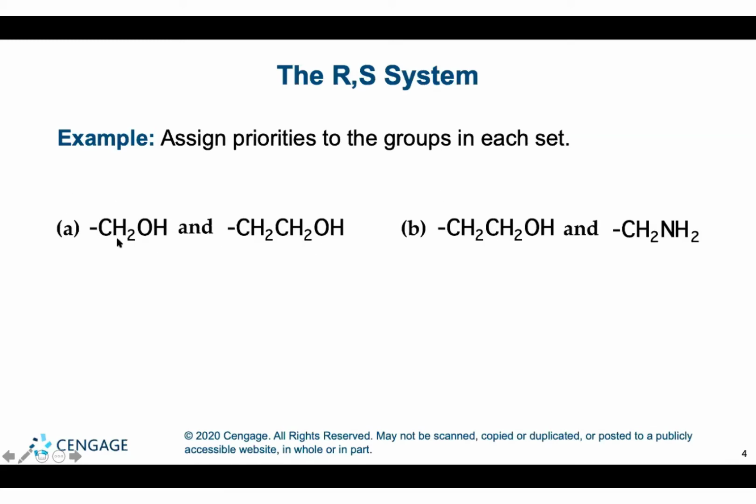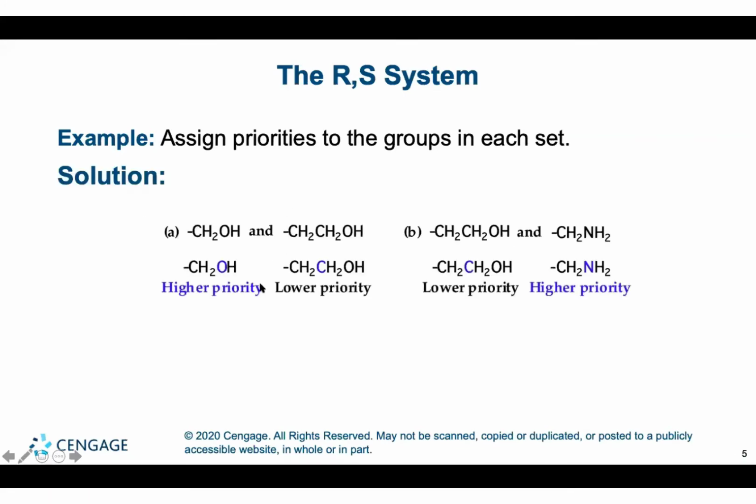So if we have these groups around our chiral center, which of these do you think is gonna get the priority? Yes, this one, because after CH2, we have oxygen, which is higher priority. If your first elements after the chiral center are the same, you look at the one after them: oxygen compared to carbon.